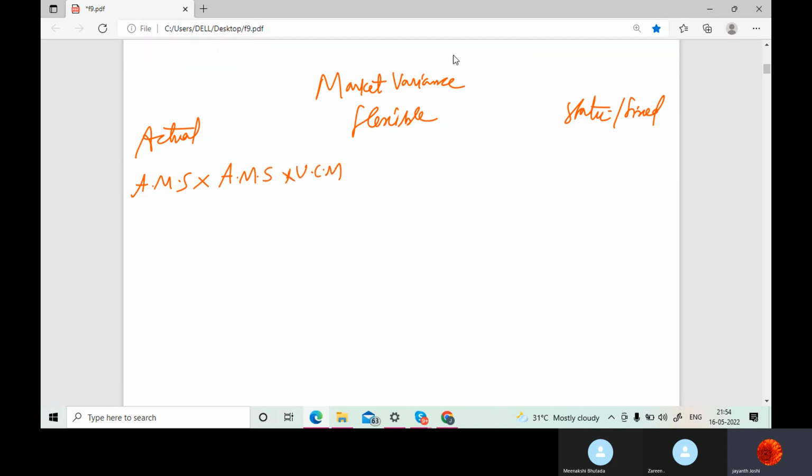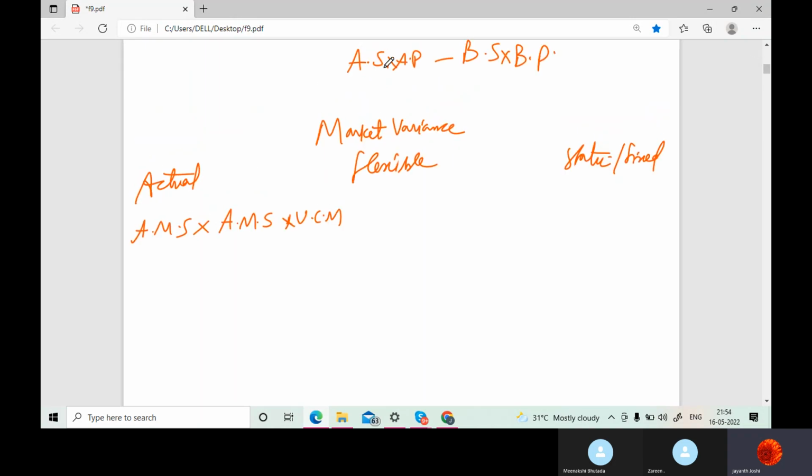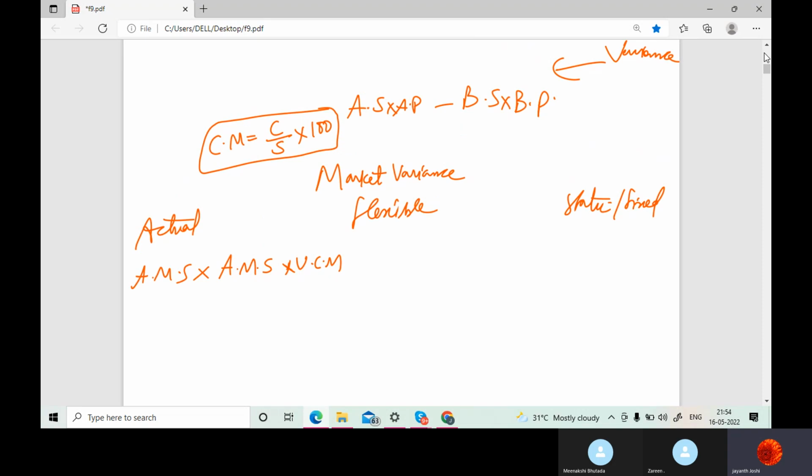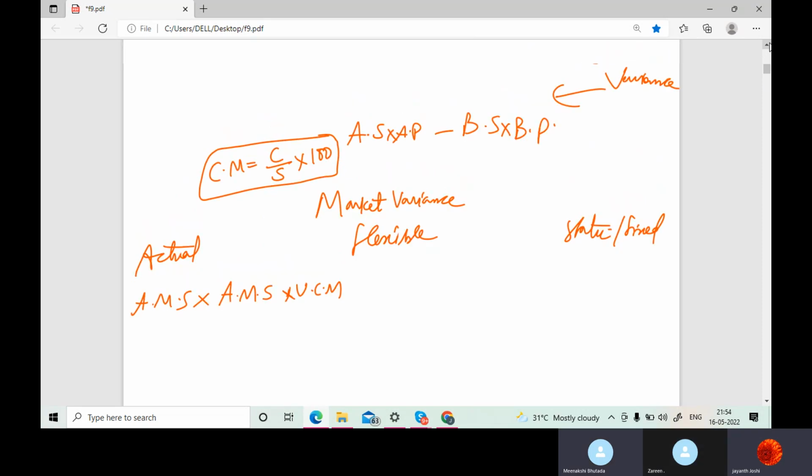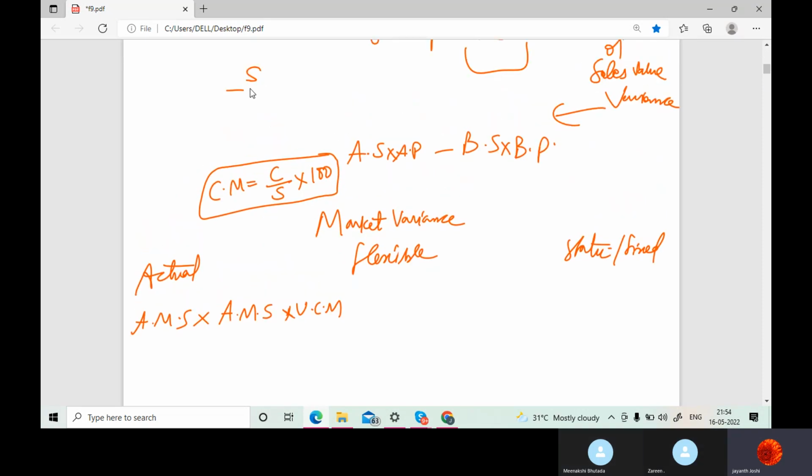What do you mean by unit contribution margin? Contribution margin is equal to contribution by sales into 100. Okay, did you understand? Sales minus variable cost is contribution. What do you mean by contribution? The excess of sales over variable cost is contribution. Suppose my sales is 100, variable cost is 80, my contribution is 20. This 20 is nothing but excess of sales over variable cost, correct?